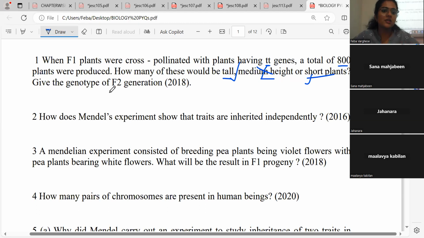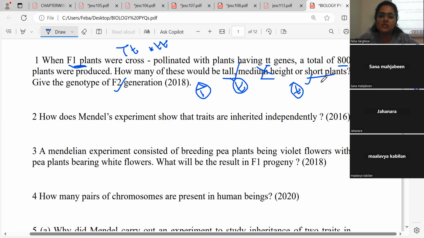Now give the genotype of the F2 generation and also speak about the number of individuals that will be tall and short. So what are they saying over here? F1 individuals. So what's the genotype of F1 individuals? You know that they are hybrid. It is capital T small t. And then there is another parent plant that is small t, right? Now the gametes produced in each of the cases will be capital T, small t, and then small t, small t.